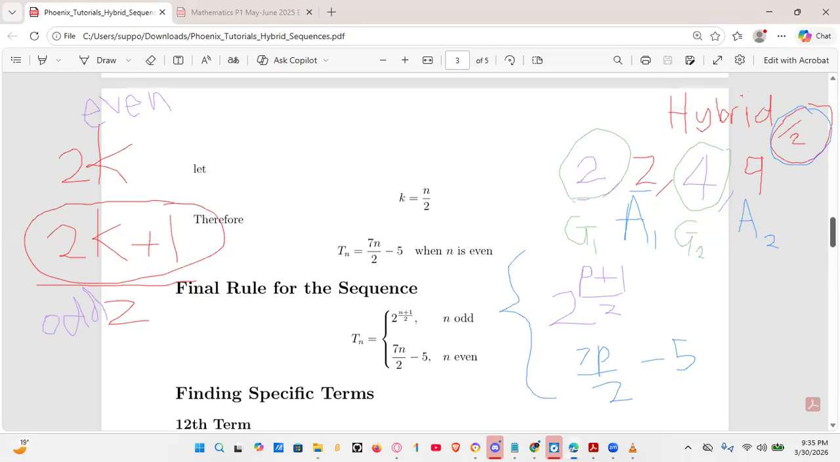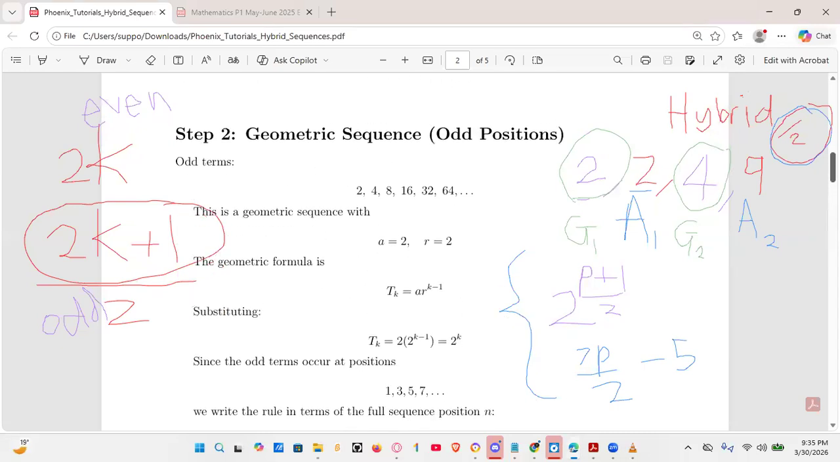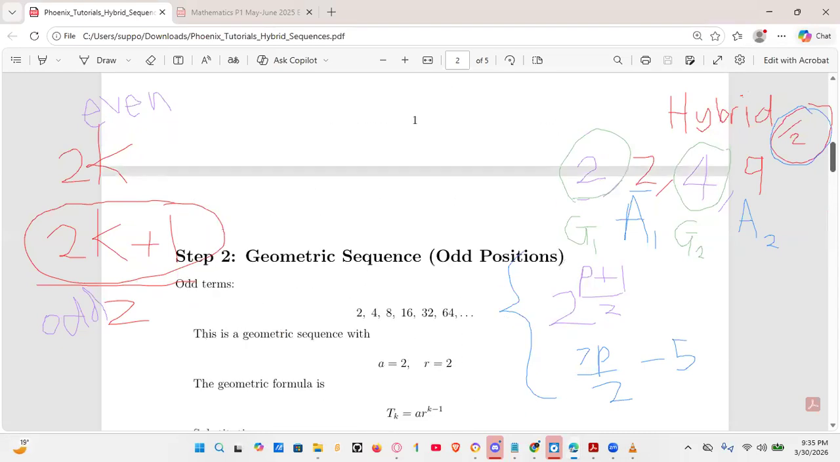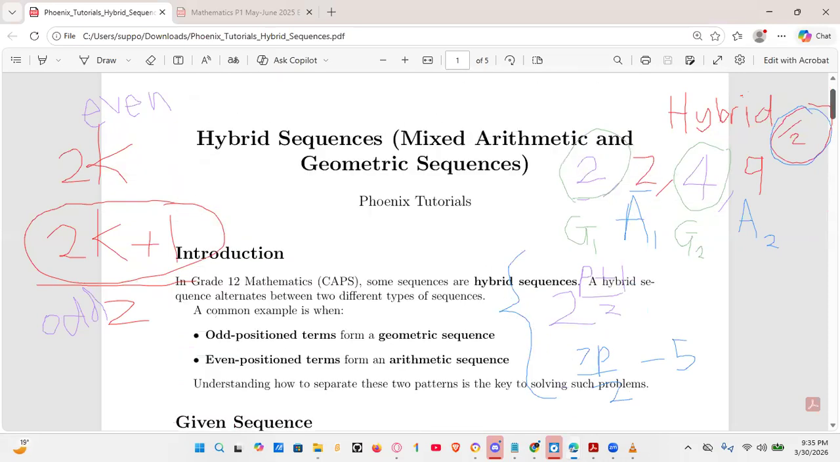But for this short video, I want us to quickly recap hybrid sequences once again and not really overload you guys with information. Just to recap, a hybrid sequence is a sequence that's composed of 2 different sequences. And in this case, we had a geometric sequence for odd positions and an arithmetic sequence for even positions.